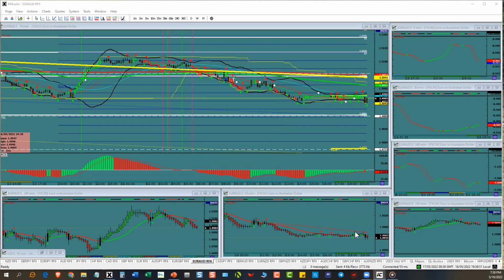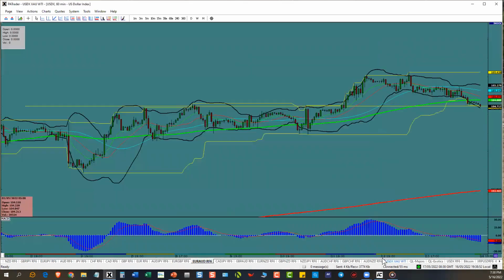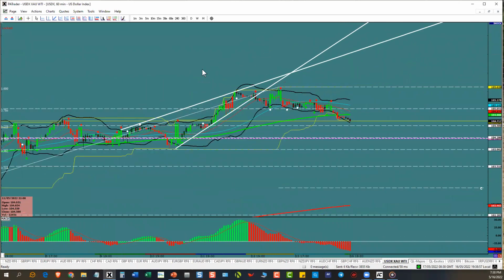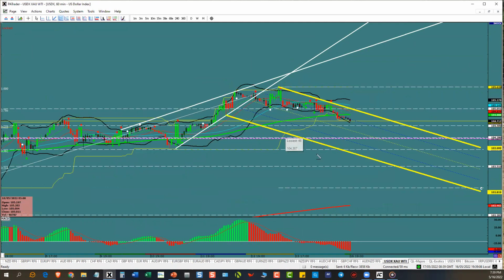Okay, so let's go look at the dollar index and see what it tells us. And the dollar index says, yes, we are continuing the process of moving down. We're not moving very fast. We do have a start of a channel here. So let's go ahead and put the channel on. There we go. Heartline proved right there. All right. So we're in a down move on the dollar index.